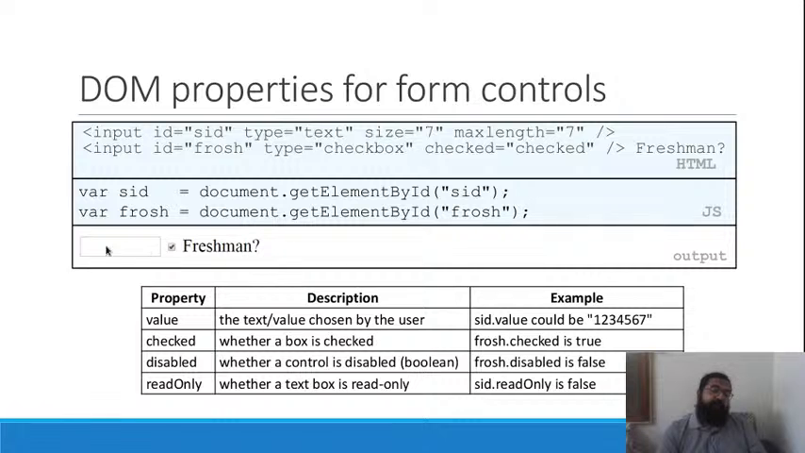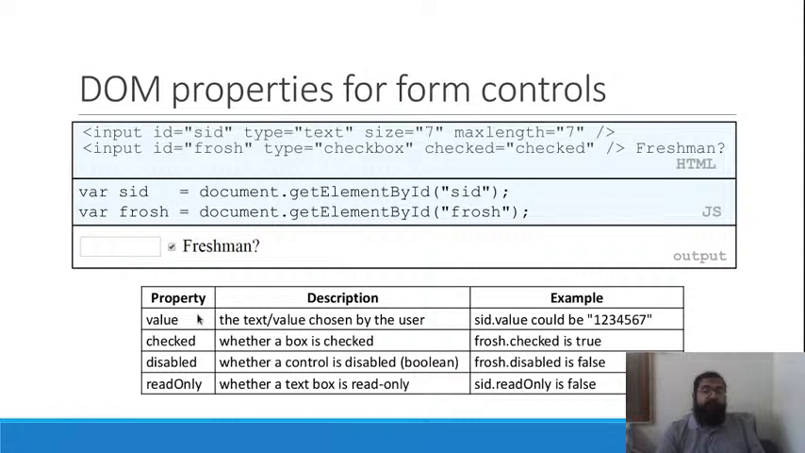It will contain the text box with 7 character size, or a little bit more, like how the page would be rendered, and then it will have the checkbox which asks freshman question mark. So that's the checkbox which has an id frosh, and it is already checked by default. So you have to untick it, or it's already ticked. So this has the following properties and the descriptions and the examples.